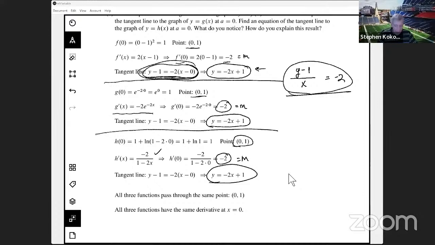Now, this might lead some to believe the following. Look, I have 3 functions up there with 3 very different looking formulas. They all go through the point 0, 1, and they all have the exact same tangent line at that point. You might think, correctly, but you might think that in some weird way, these 3 functions are actually the same. But not so fast, Curtis.